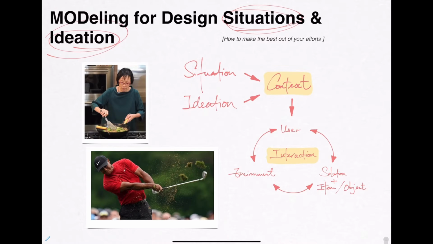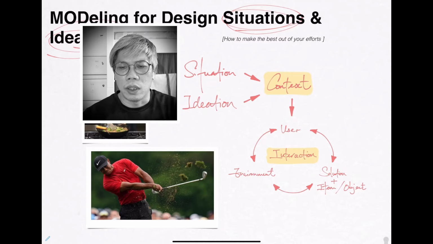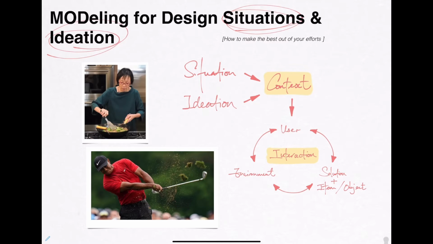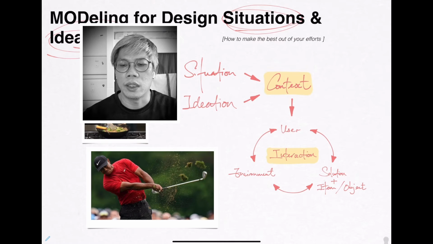Okay, let's define what situation and idea generation is. Now, a situation is a context. An ideation photo opportunity is also occurring in a context. So what is in a context? The context consists of the user in the environment interacting with the solution or the item or objects that you have designed. So a situation is basically three of these attributes put together with an action taking place. Okay, so that is just about it. A situation is just a context showing the user, the environment, and the solution.